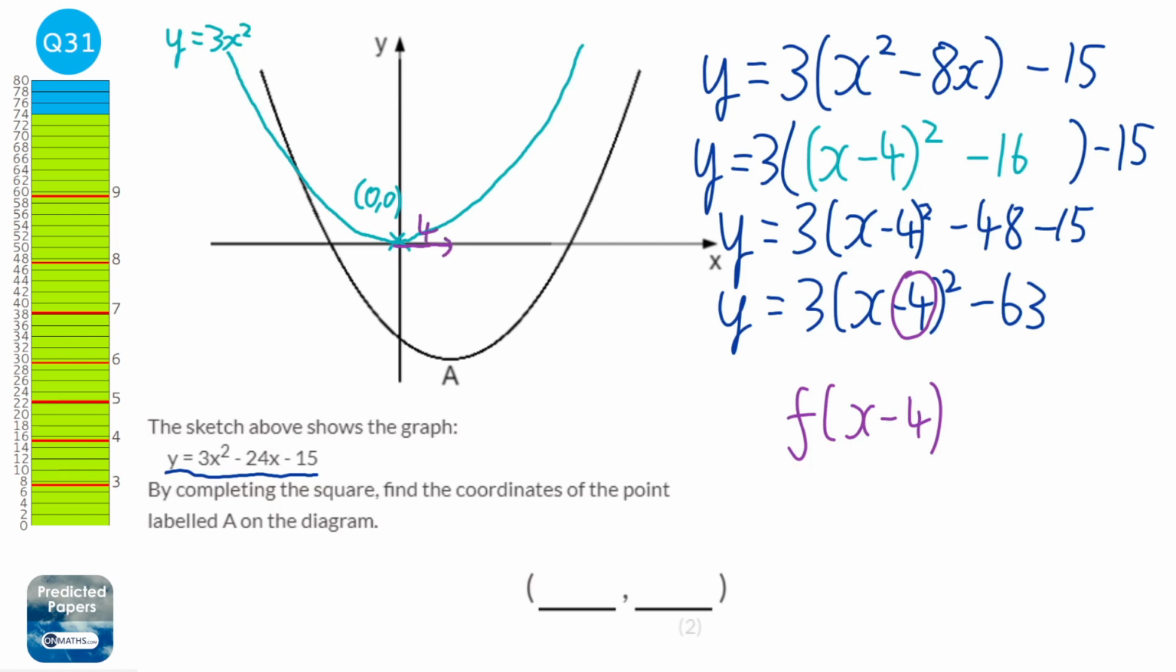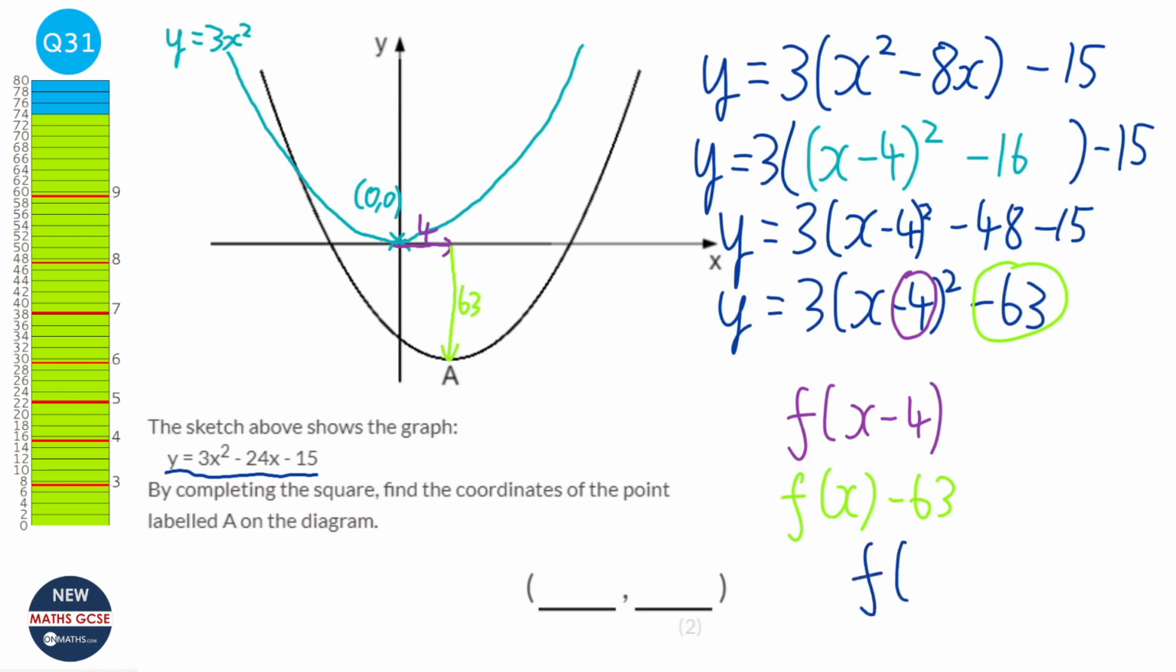Okay, and we've got to worry about that minus 63 as well. If we had f of x minus 63, we know it goes down 63. So in total, we have f of x minus 4 take away 63. That's what we have in total. So we're moving just 4 to the right and then 63 down. So instead of 0, 0, our minimum point will be at 4, minus 63.